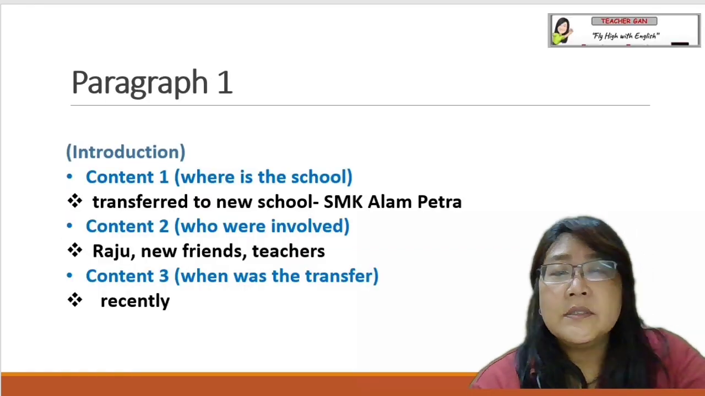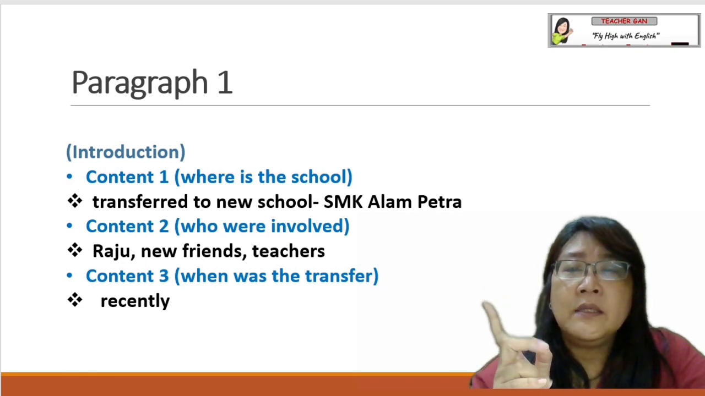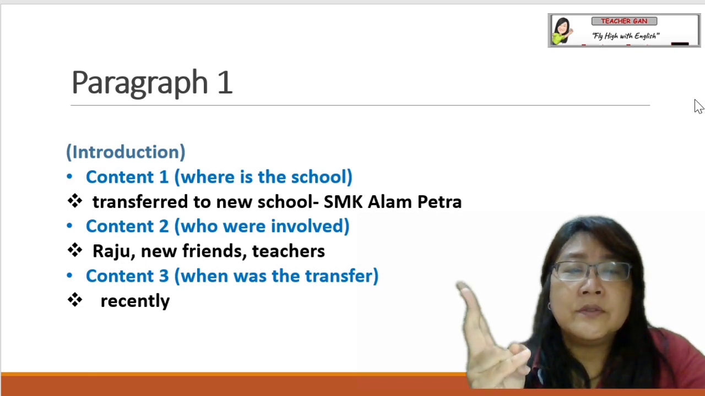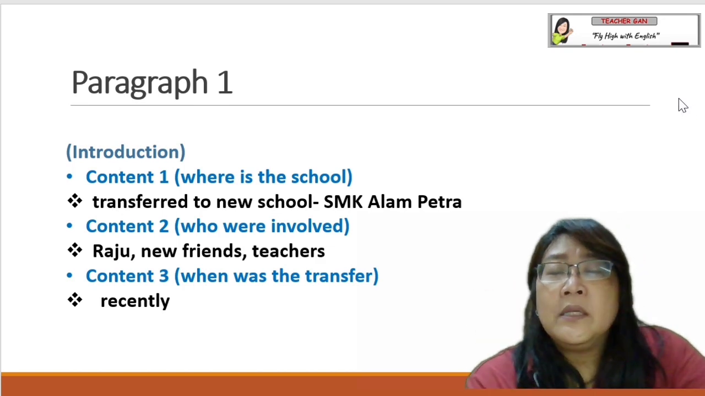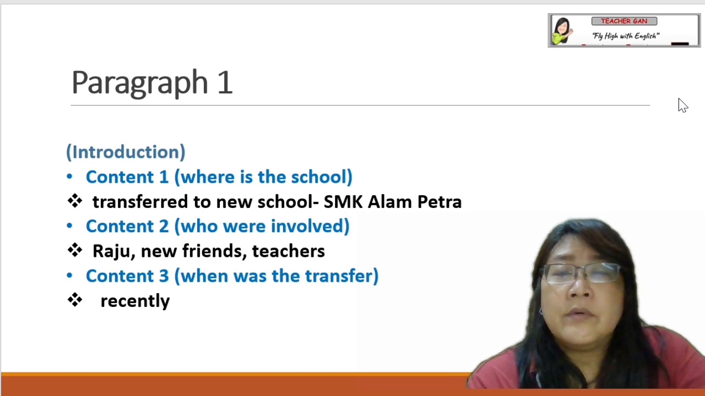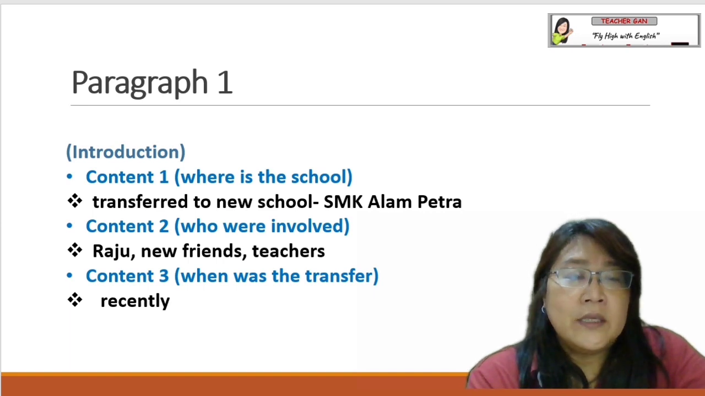Now we're going to start our paragraph 1. This is the first paragraph, so you have content 1, content 2, and content 3. Content 1, where is the school? You can write transferred to a new school. The name of the school is SMK Alam Petra. Content 2, who were involved? You can write definitely there is Raju, your friend, and also his new friends and teachers. In content 3, when was the transfer? It is recently.